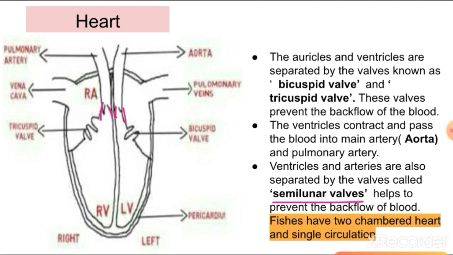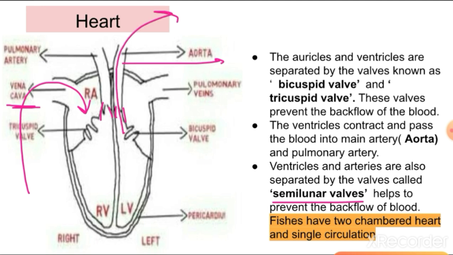The main artery is known as the aorta and the main vein is known as the vena cava. From here we receive the blood from other body organs, that is deoxygenated blood, and from the ventricles we give the blood to the main artery, the aorta, and from here the blood goes to all body organs, that is oxygenated blood.